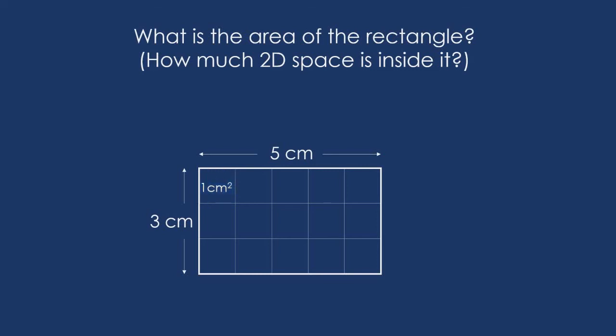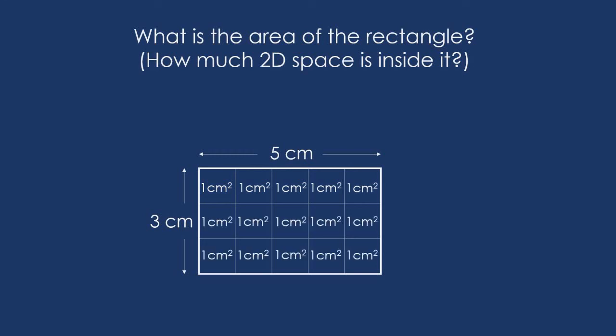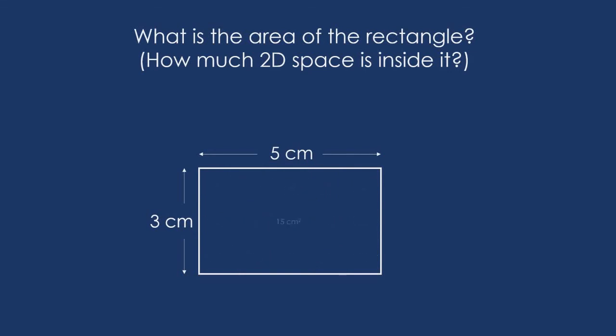So how many square centimeters have we got inside that shape? Well, we've got 5 rows of 3, or 3 rows of 5. So altogether we have 15 square centimeters. So the shortcut for finding the area of a rectangle is just to times the length by the width, or the height by the width, however you want to say it. So just times the numbers together, that gives us 15.